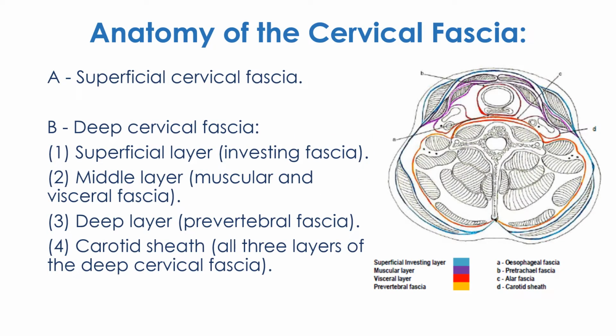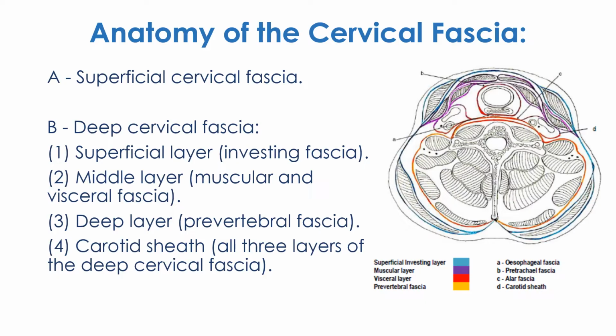In order to understand deep neck space infection, you have to understand the anatomy of the cervical fascia. Basically, the cervical fascia is divided into superficial cervical fascia and deep cervical fascia. The deep cervical fascia is divided into the superficial layer, which is the investing fascia, investing the sternocleidomastoid muscle and the trapezius muscle, while the middle layer invests the strap muscles and the trachea and esophagus, making the visceral fascia, while the deep layer closes the prevertebral muscles, forming the prevertebral fascia.